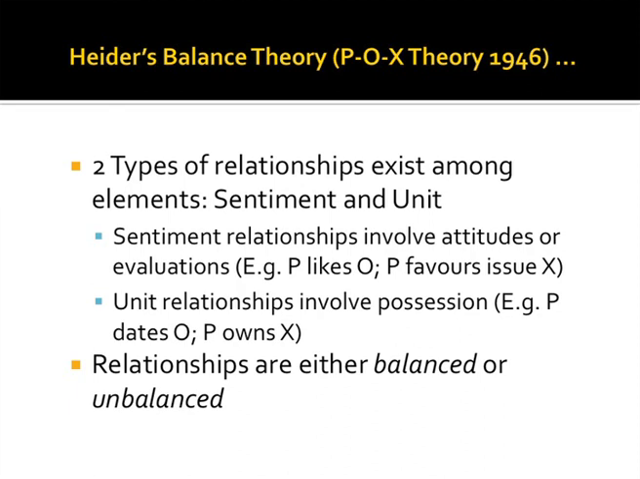We have been consistently talking about attitude and object. Attitude is towards a certain kind of object, which can be a person or any kind of institution, a framework, anything. So, this POX is a triad, an interaction between P, O, and X, and this theory talks about the balance between these three elements. There are two types of relationships between them. One is the sentiment relationship, where, for example, P likes O, or P favors an issue based on X. The other is the unit relationship, like P owns X.